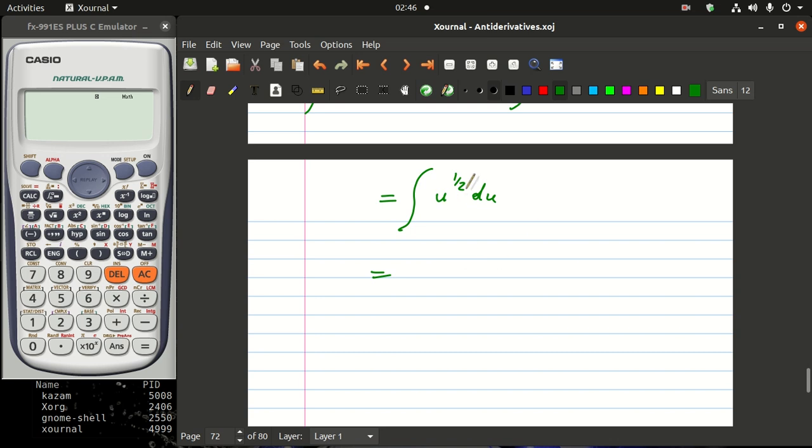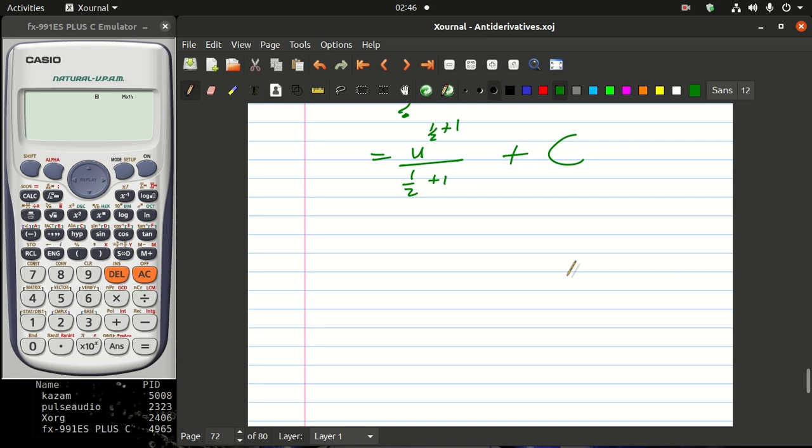Of course, this is a power function, so we'll end up having u raised to 1 over 2 plus 1 divided by 1 over 2 plus 1, plus the constant of integration, because we don't have the lower limit and the upper limit, so we end up having the constant of integration.